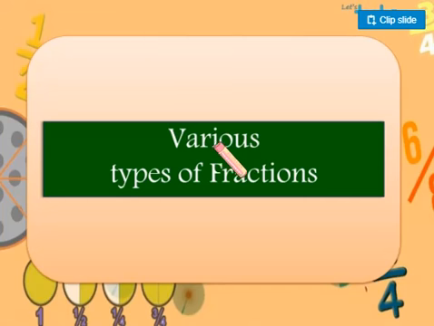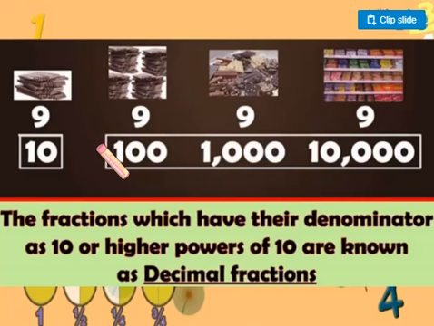Okay, various types of fractions, such as 9 upon 10, 9 upon 100, 9 upon 1000, and 9 upon 10,000. The fractions which have their denominator as 10 or higher powers of 10 are known as decimal fractions.